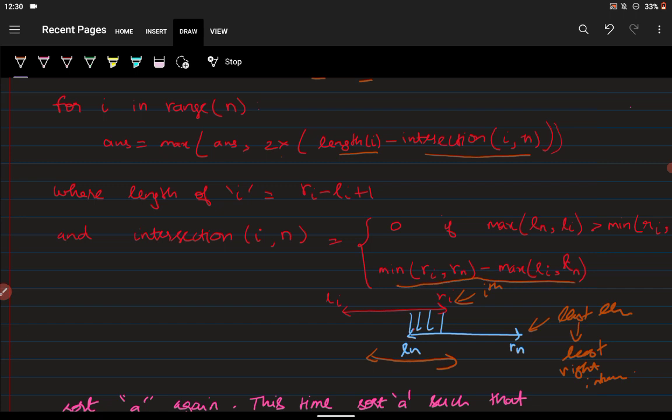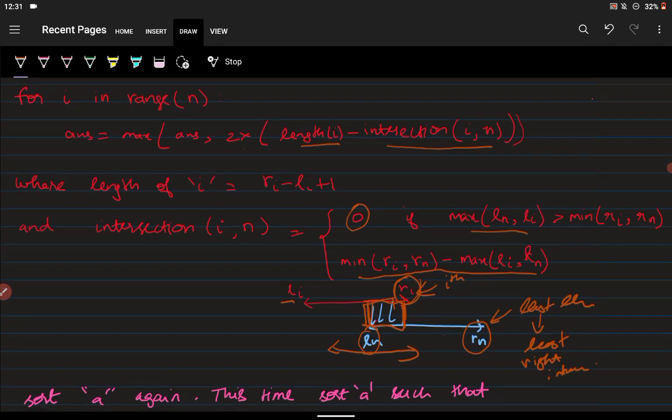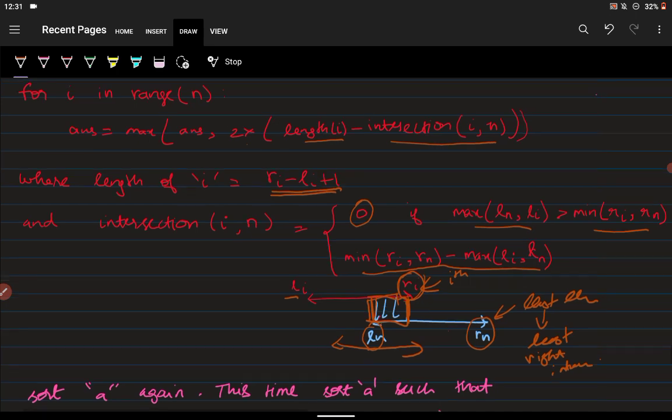This is just some math to find the intersection. Basically, min of Ri and Rn will give you this. Max of Li and Ln will give you this. If you take the difference, it will give the intersection. If this value is greater than that, the intersection will be 0. Basically, if Ln is greater than Ri, the intersection will be 0. Length is basically Ri minus Li plus 1.